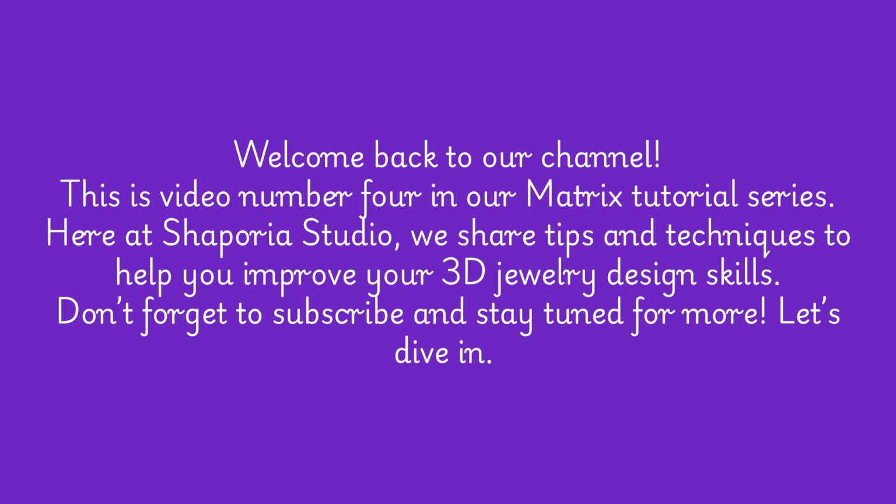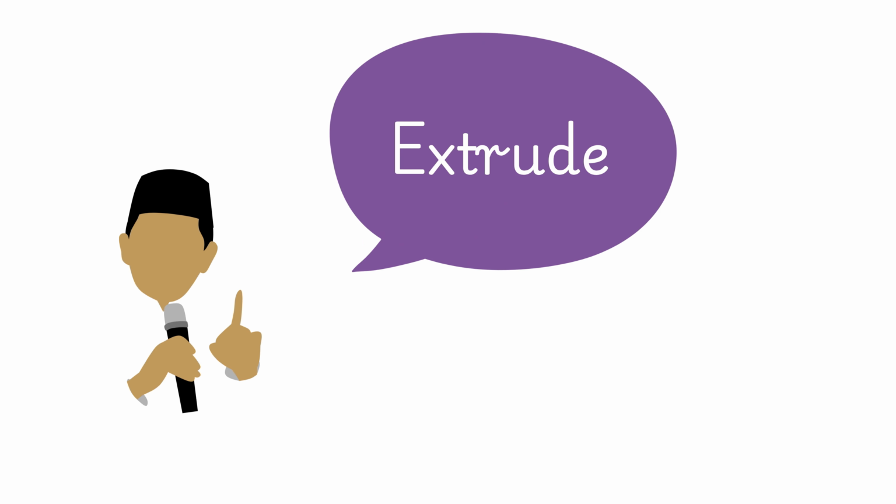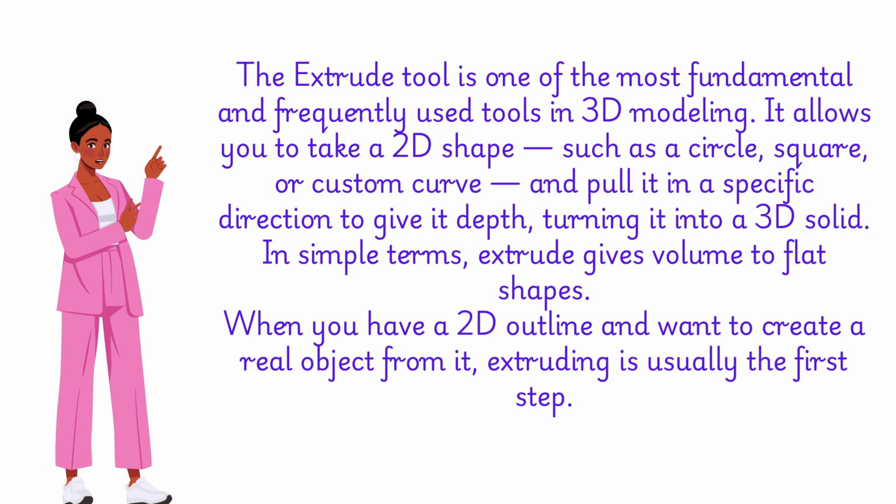Let's dive in. Extrude. The Extrude tool is one of the most fundamental and frequently used tools in 3D modeling. It allows you to take a 2D shape such as a circle, square, or custom curve, and pull it in a specific direction to give it depth, turning it into a 3D solid. In simple terms, Extrude gives volume to flat shapes. When you have a 2D outline and want to create a real object from it, extruding is usually the first step.